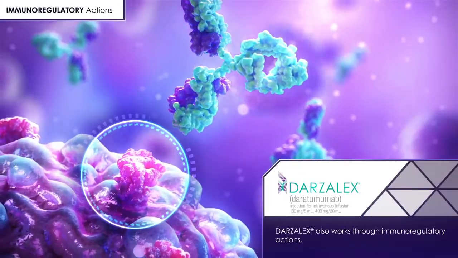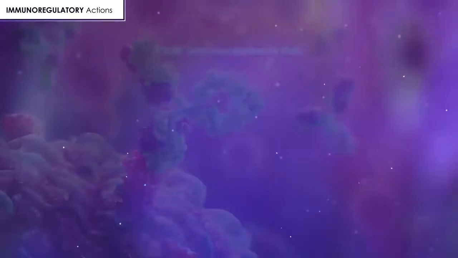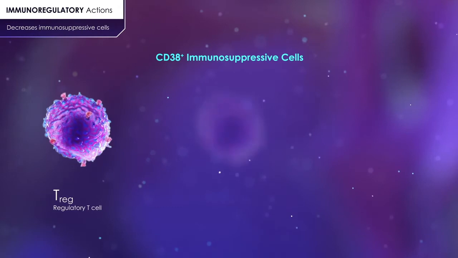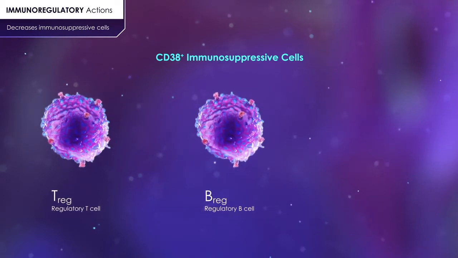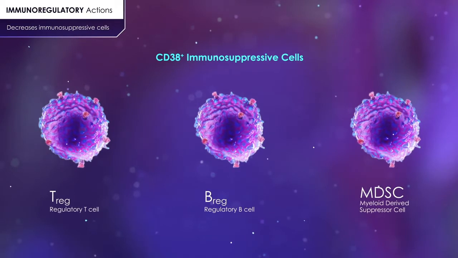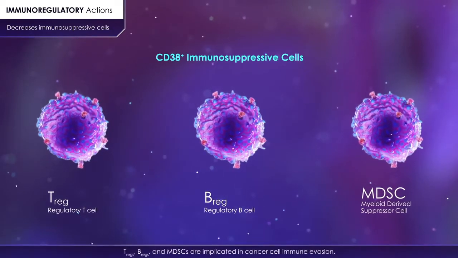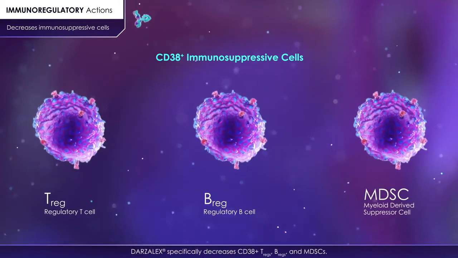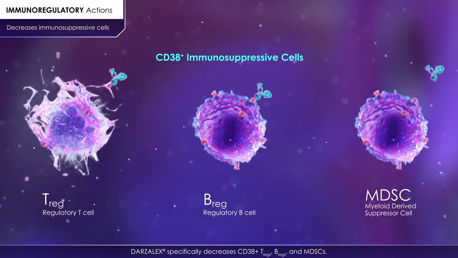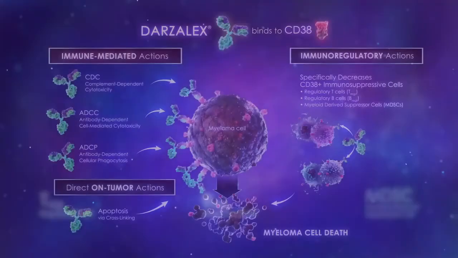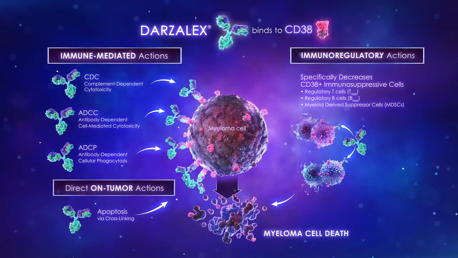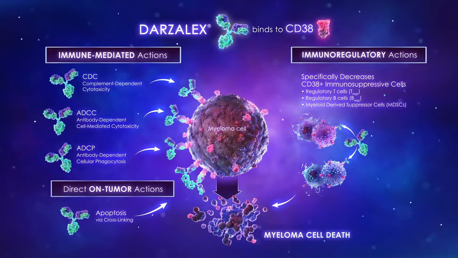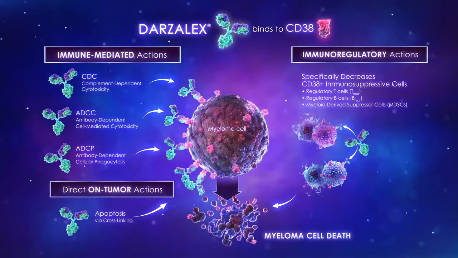DARZALEX also works through immunoregulatory actions. CD38 is found on a subset of immunosuppressive regulatory T cells, Tregs, regulatory B cells, Bregs, and on myeloid-derived suppressor cells, MDSCs, all 3 of which are also implicated in cancer cell immune evasion. DARZALEX specifically decreases CD38-positive Tregs, Bregs, and MDSCs. By combining immune-mediated activity with direct on-tumor and immunoregulatory actions, DARZALEX provides a multifaceted approach to promoting myeloma cell death.